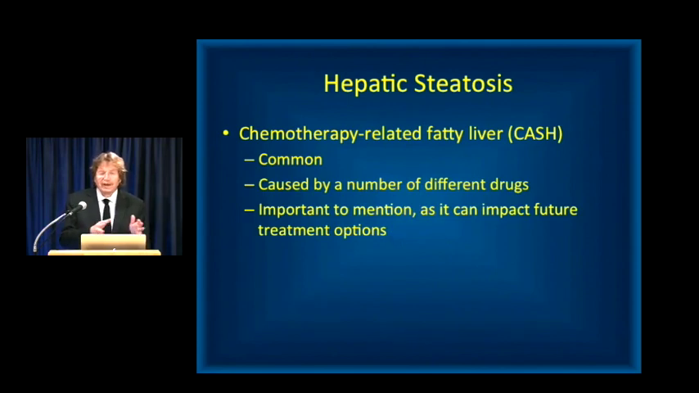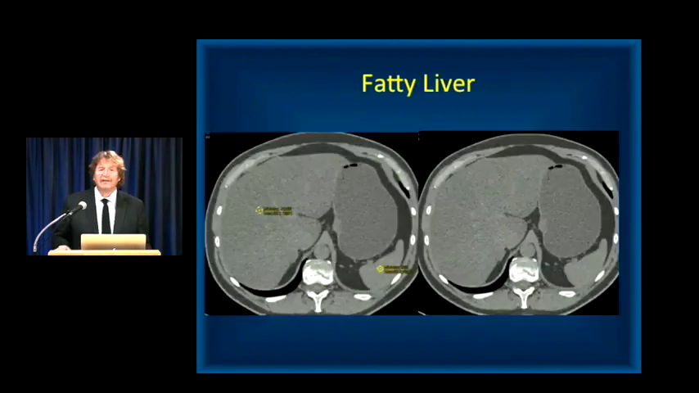Now, in this spectrum of fatty infiltration, there are a number of specific things that we do see. We see often these days chemotherapy-related fatty liver, which goes by CASH. It's common. It's caused by a number of different drugs. It's important to mention only because it could be an explanation why the patient may have elevated liver function. Sometimes when you see elevated liver functions, everyone's worried about metastatic disease in an oncology patient. It may simply be this chemotherapy-related fatty liver.